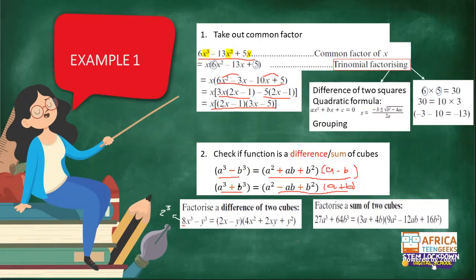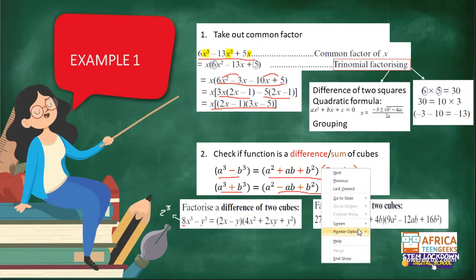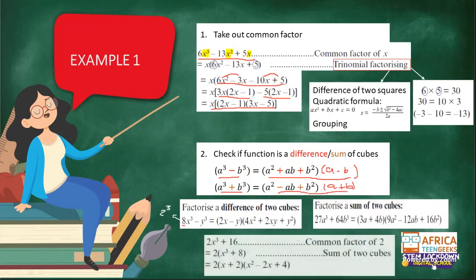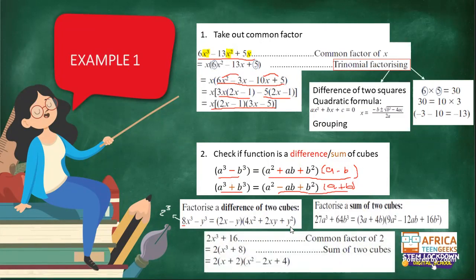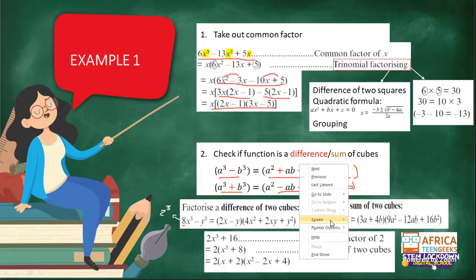So you try to take out the common factor. If that doesn't work, then you check if it's a difference of 2 cubes. If it's a difference of 2 cubes, then you use your solution. The same thing with this one, it's a sum of 2 cubes, difference of 2 cubes. And the last one, maybe you would have been worried because of the 2.